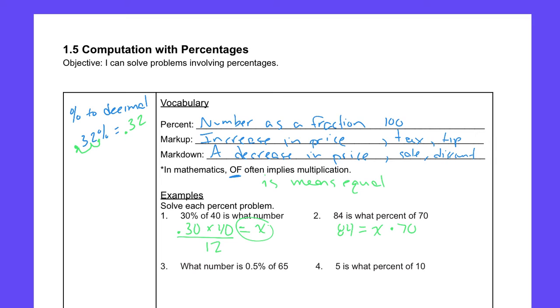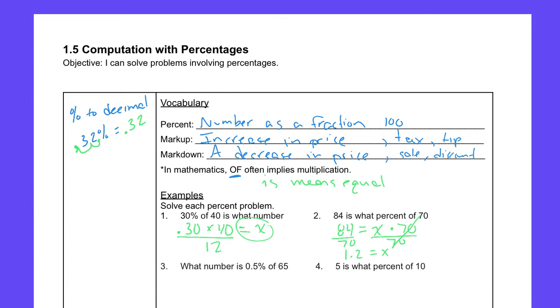So this is x times 70. To undo this, to solve it, we do the opposite. The opposite of multiplying by 70 is to divide by 70. But you have to do it on both sides to keep everything balanced. That becomes 70 over 70 is 1x, which is just x, equals. And then in our calculator, we can put in 84 divided by 70, and we get 1.2.